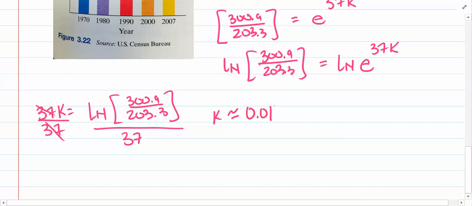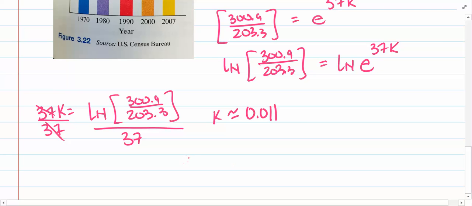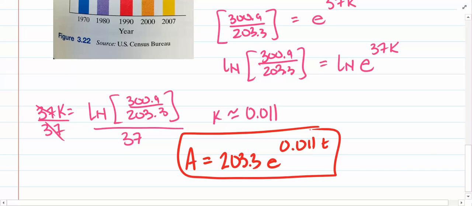Okay, good. So now that I know what k is, I can go back and we'll go orange here and write down the model that we're going to use. It is the initial amount, which was 203.3, e to the 0.011t. And this is going to represent the exponential growth model for the population of the United States between the years of 1970 and 2007. And I'll pause right there.